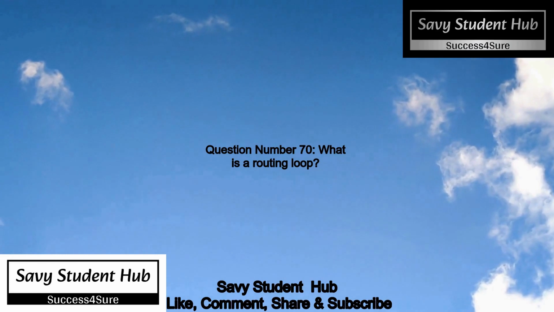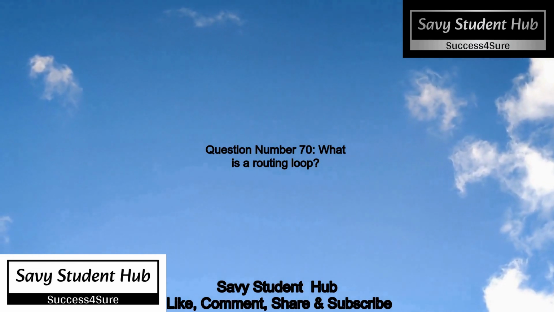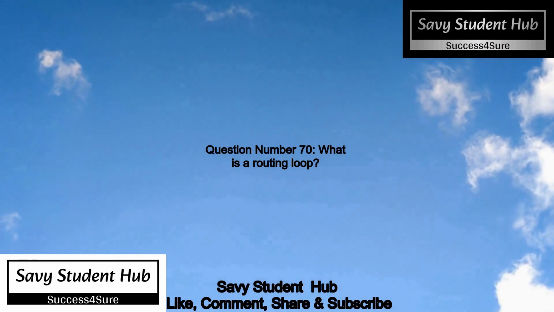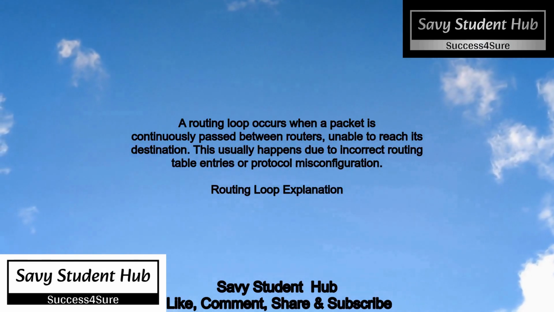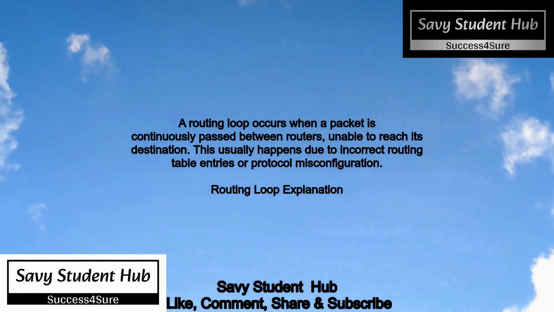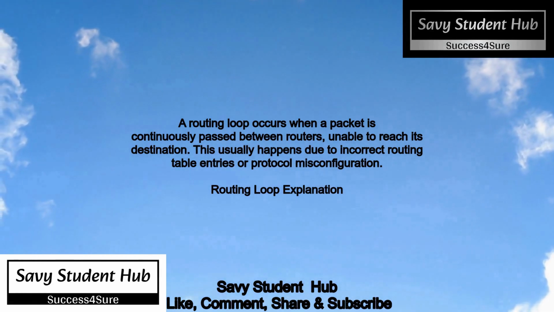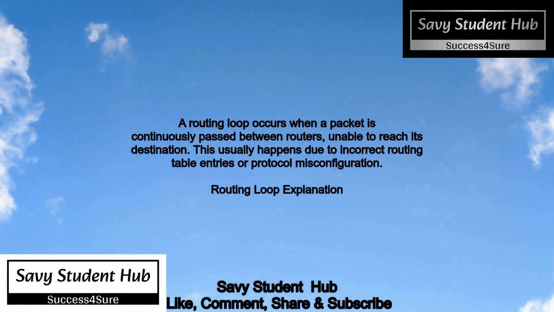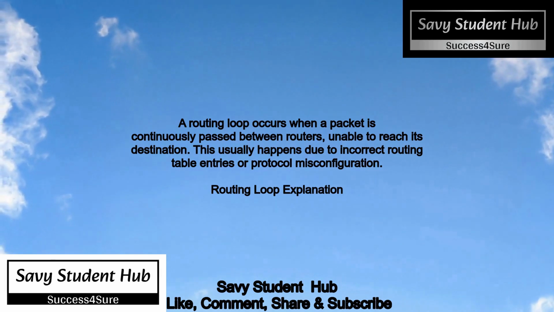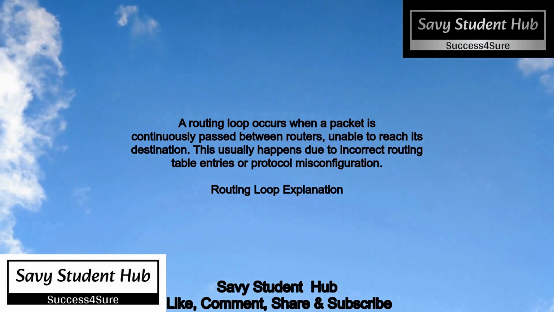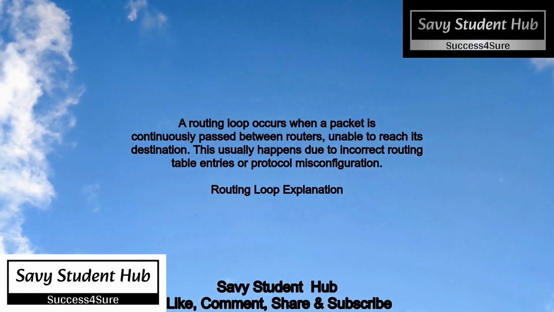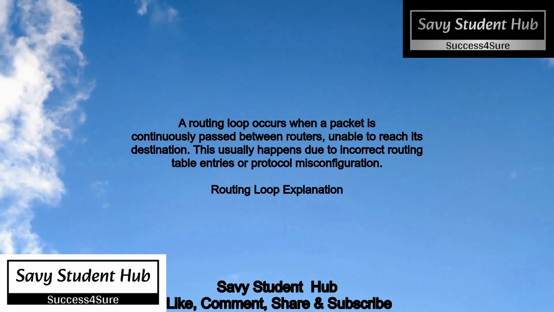Question number 70. What is a routing loop? A routing loop occurs when a packet is continuously passed between routers, unable to reach its destination. This usually happens due to incorrect routing table entries or protocol misconfiguration.